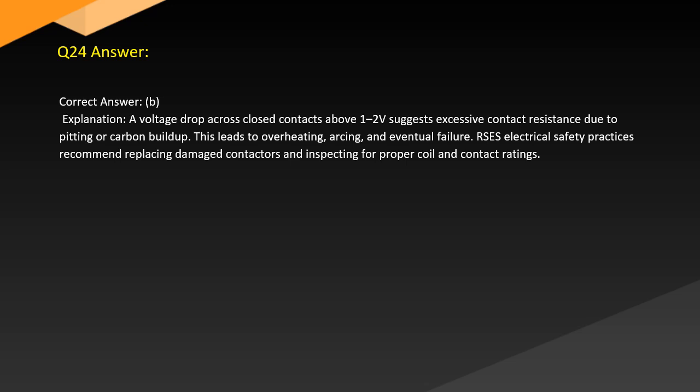Answer. Correct answer: B. Explanation: A voltage drop across closed contacts above 1 volt suggests excessive contact resistance due to pitting or carbon buildup. This leads to overheating, arcing, and eventual failure. RSES electrical safety practices recommend replacing damaged contactors and inspecting for proper coil and contact ratings.